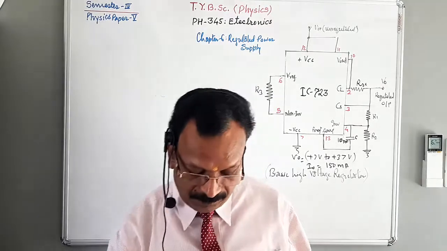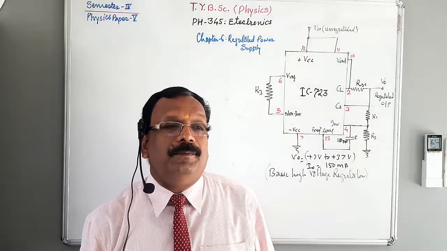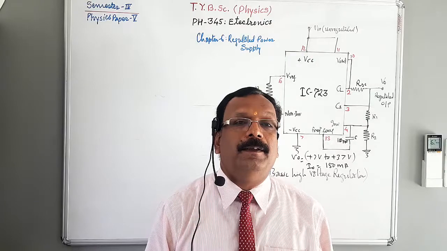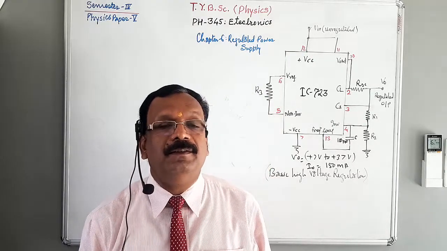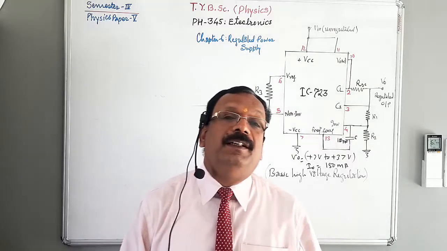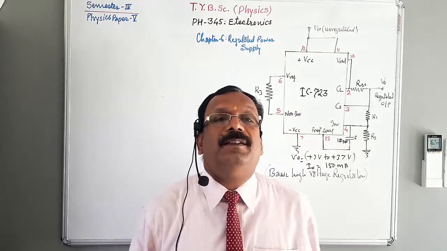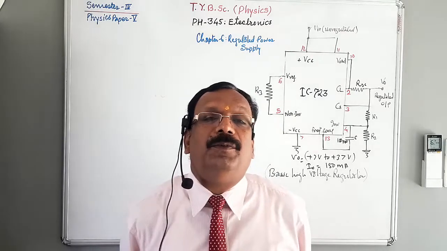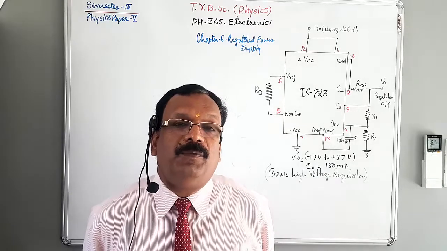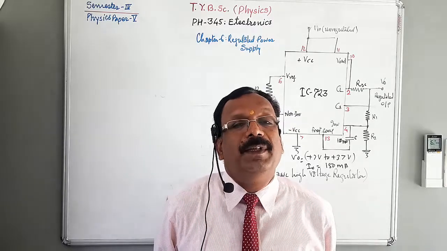In the previous lecture we have studied the basic low voltage regulator using IC 723. In that lecture we studied the working of the circuit diagram, and we properly designed the circuit to get a regulated output between plus 2 to plus 7 volt, and that circuit has output current up to 150 milliampere.